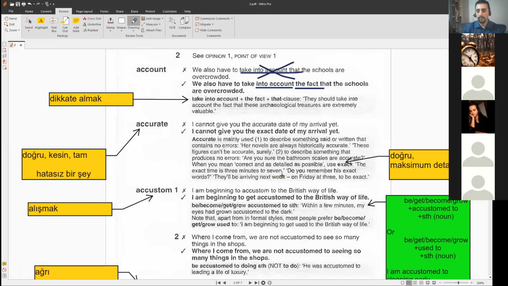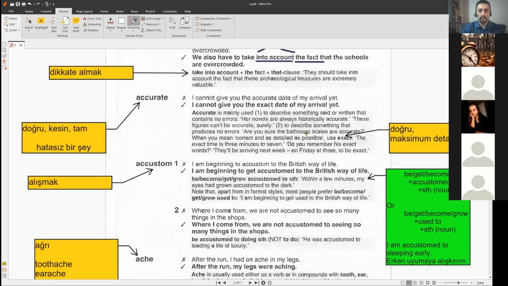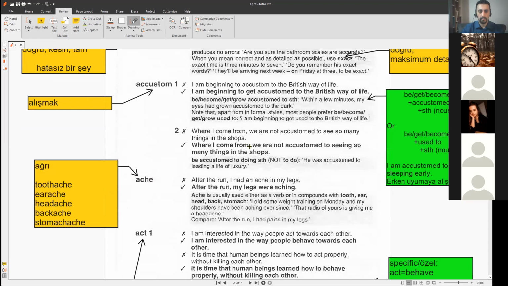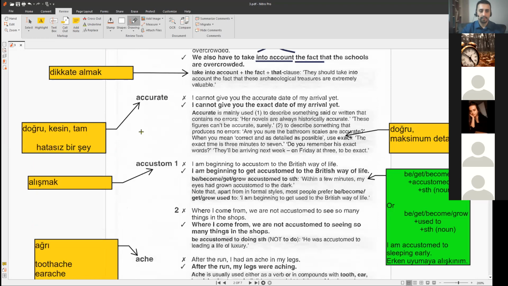Thanks. So to mention, we have only maybe 10 minutes or 12 minutes of the class. So we go ahead and I hope we finish this page. Accurate. The word accurate. How do people make mistakes with this? As you see here in Turkish, doğru, kesin, tam. And hatasız bir şey. This one is very important. Accurate means it talks about something that has no error. So who is ready to read this part? Accurate.